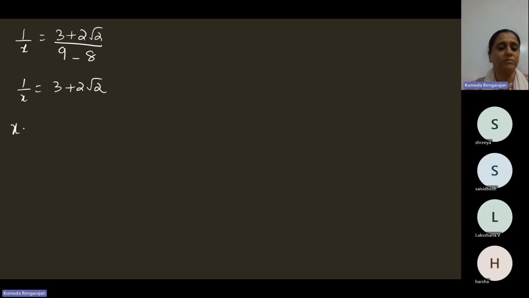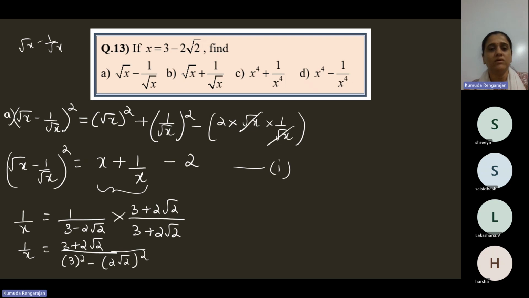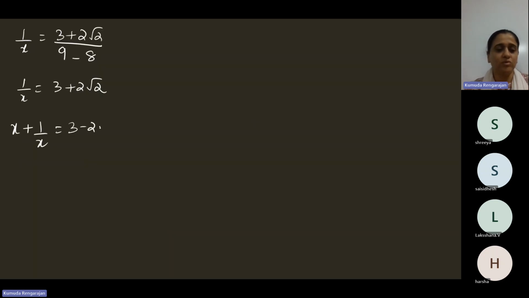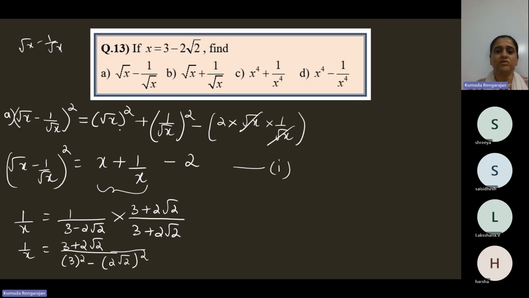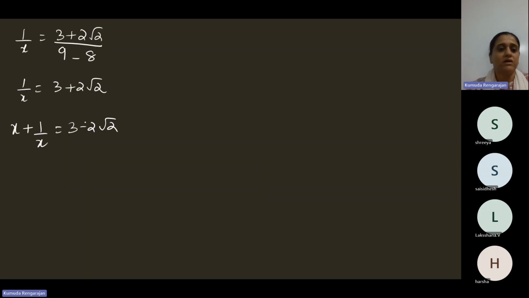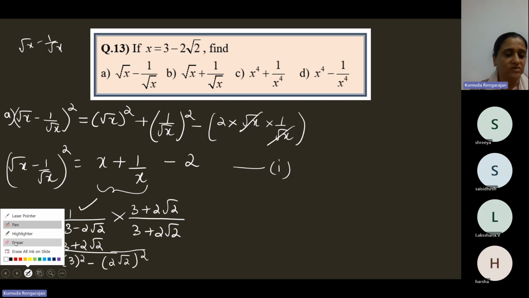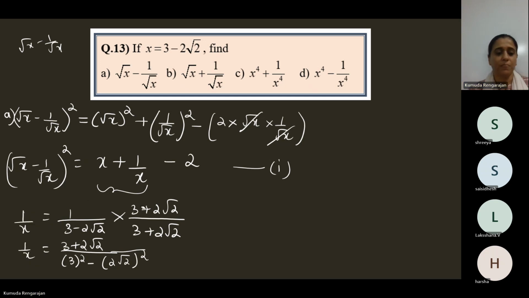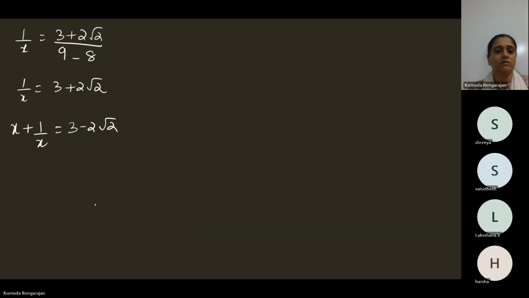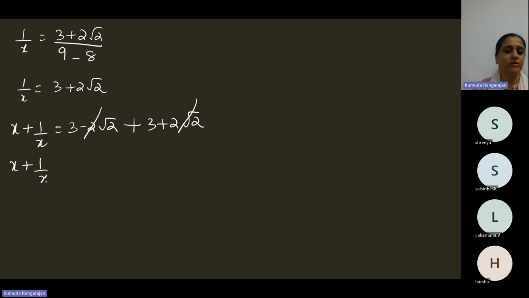Now let's find x plus 1 by x. x plus 1 by x is equal to, x is 3 minus 2 root 2, given to us in the question. Now 1 by x is 1 by 3 minus 2 root 2, but the denominator is irrational. So we perform this procedure to rationalize the denominator. So this is x plus 1 by x, 3 plus 2 root 2. So we have x plus 1 by x is equal to 3 plus 3, 6. The value of x plus 1 by x is 6.